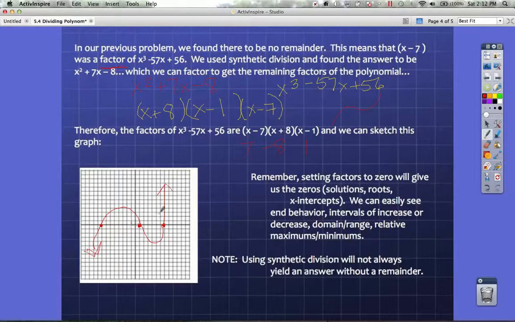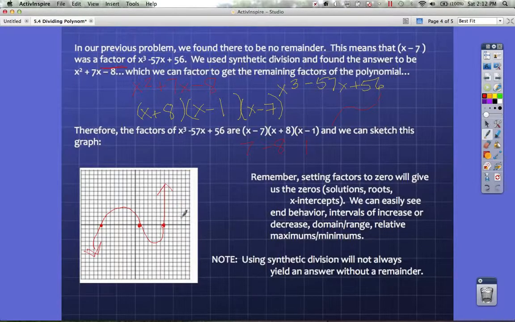Now, is that exact? No, but we could find it if we needed to. We could plug in 0 and get our y-intercept to be -8. Okay, so you can plug it in and get the exact, but it's definitely going to go through those points. They're all a multiplicity of 1 because it did not repeat any of them. So it went through all of those.